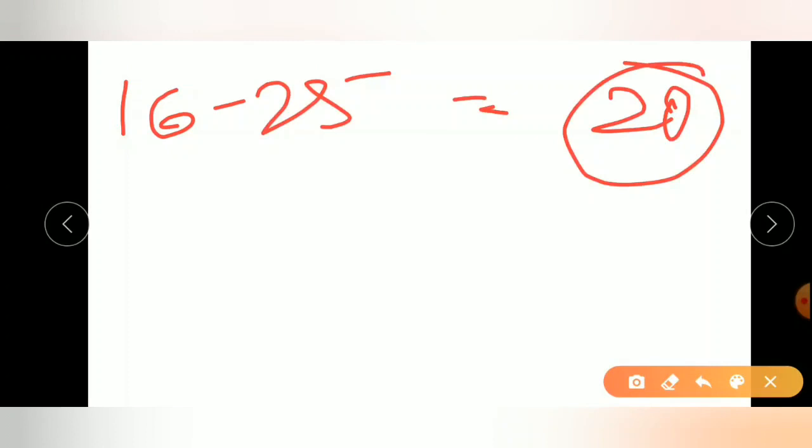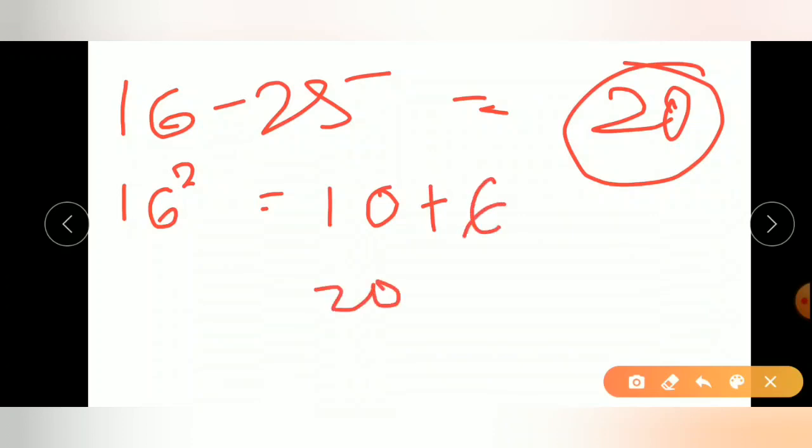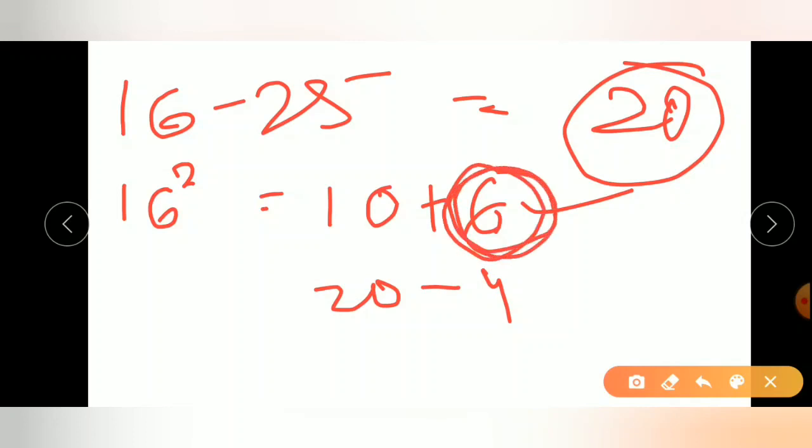Next, 16 to 25. Here base is assumed as 20. Here what happens? Let's start from the 16. This one can be made by using 10 plus 6 or 20 minus 4. But for this you have to remember the square of 6.